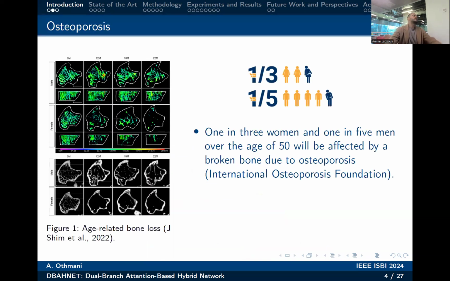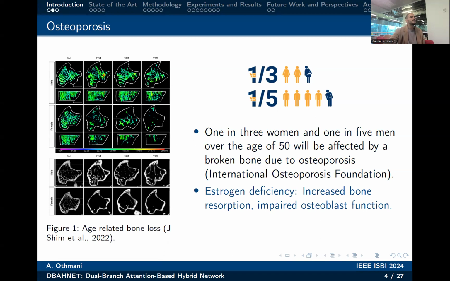So osteoporosis is a very serious disease which affects 1 in 3 women and 1 in 5 men over the age of 50. It is caused by estrogen deficiency, which causes increased bone resorption and impaired osteoblast function, as you can notice in the figure over here, where we can clearly notice the bone loss due to age, especially highlighted for female compared to male.